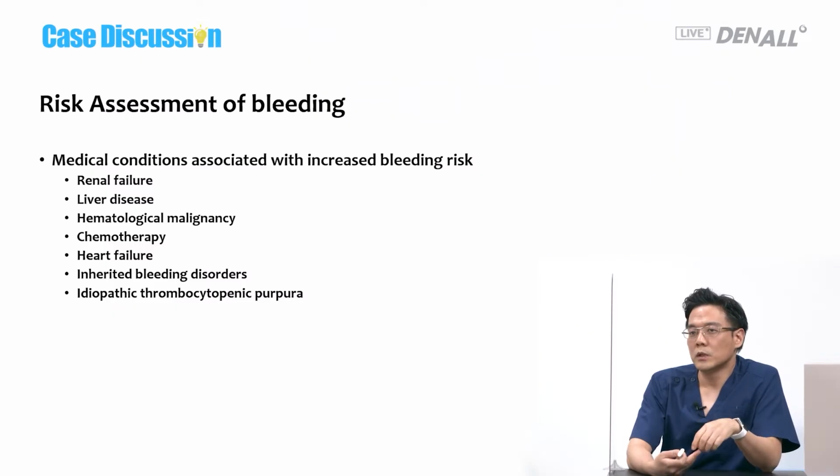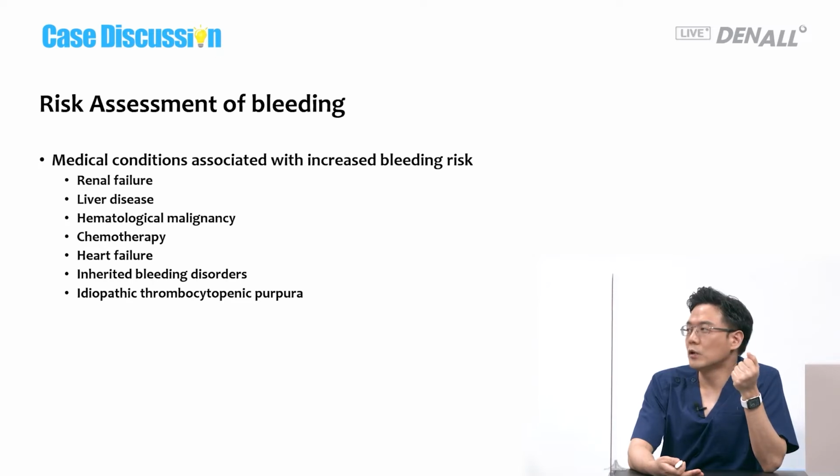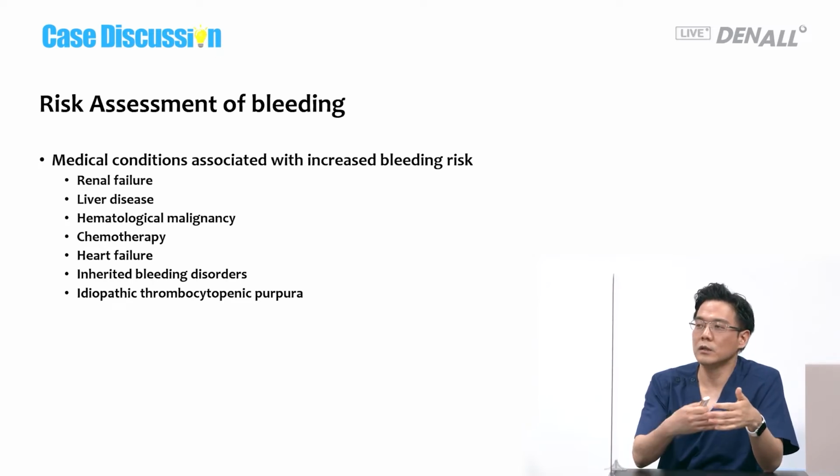However, if the patient has a history of stent, I think we need to consult with the medical doctor. If the patient has been monitored for a long time by ourselves, we can skip that part, but we need to ask the medical doctor whether we can stop the medication. Not only that, renal failure, liver disease, hematological malignancy, these are the bleeding risks. Therefore, we need to take the history of those.